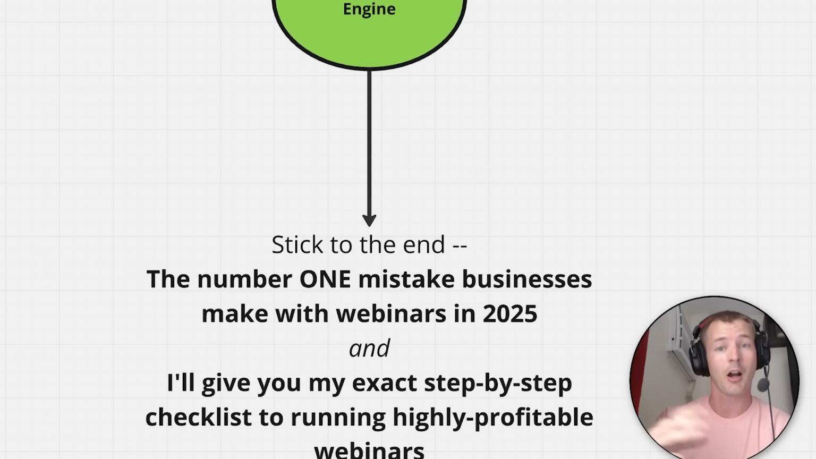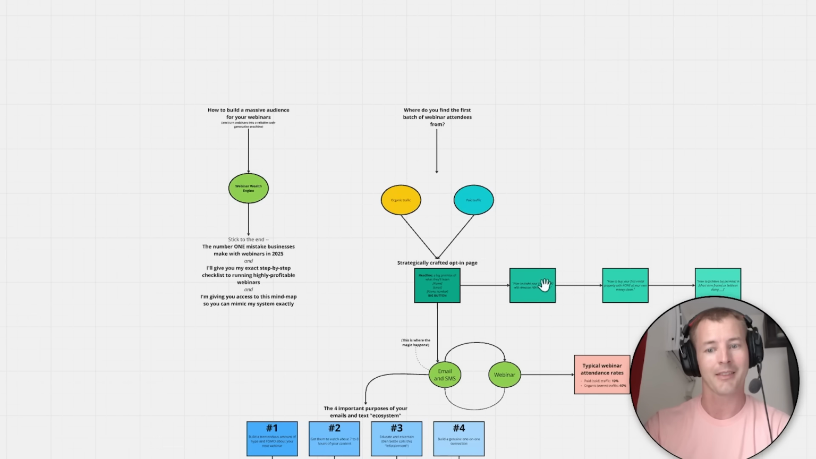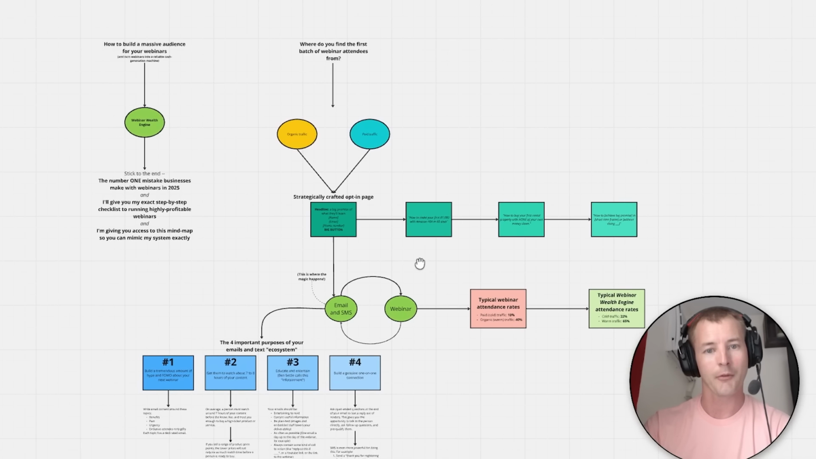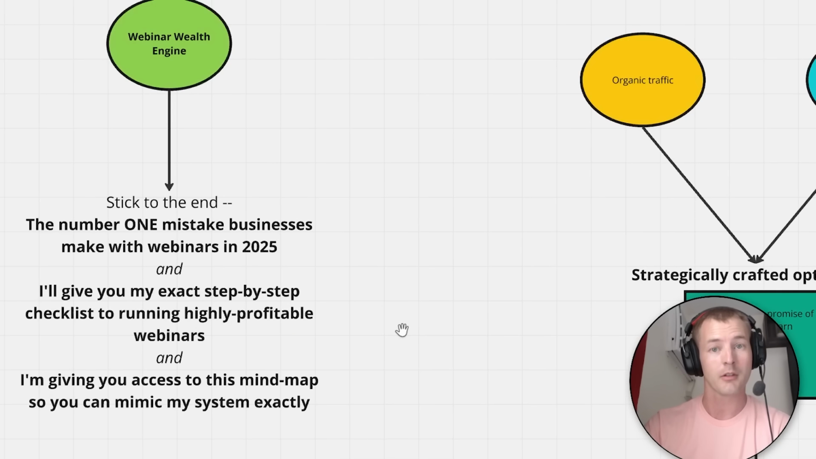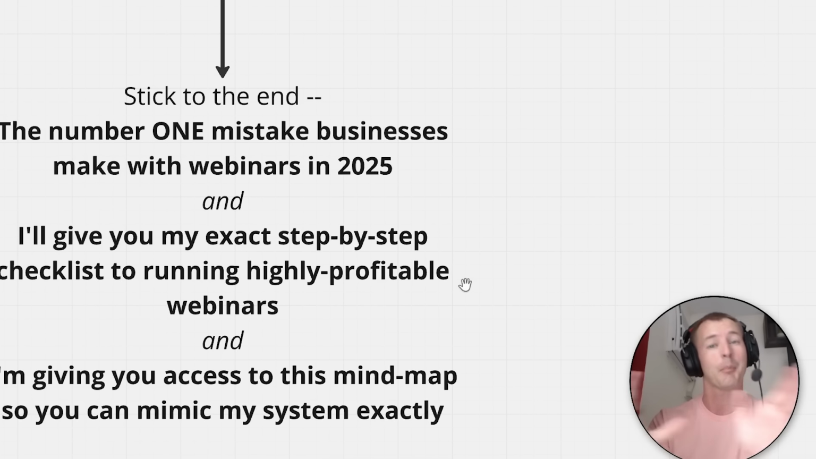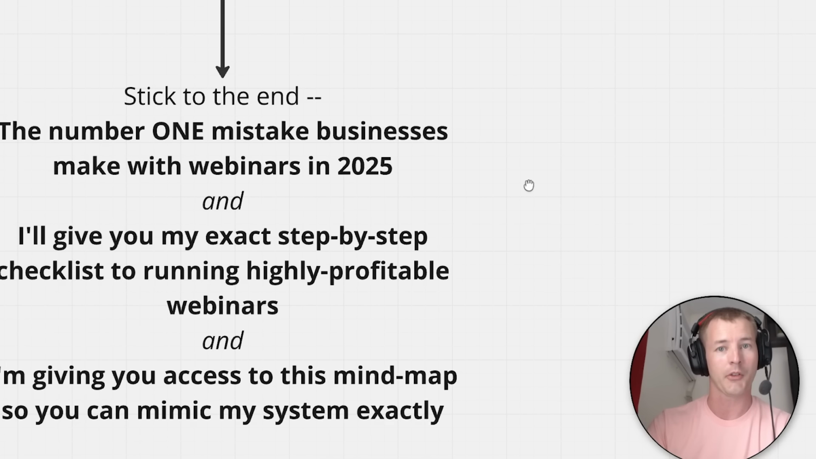So I'm going to give you access to it so you can save a copy. And then finally, I'm actually going to give you access to this entire mind map that I cover in this video. You'll be able to save a copy for yourself. You'll be able to modify it. It looks a little bit like this from a bird's eye view. You'll be able to get your own version of it and you can use it however you want. You can copy it exactly into your business. So let's get into it.